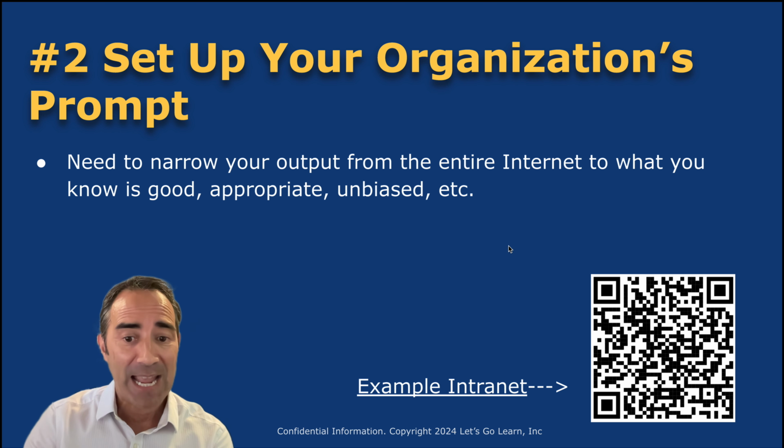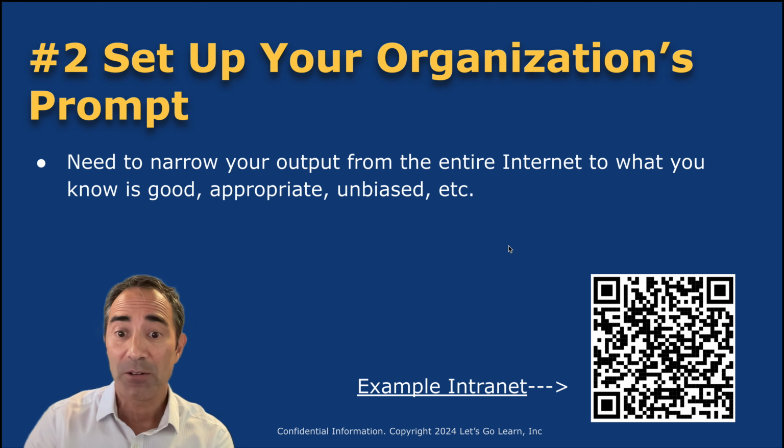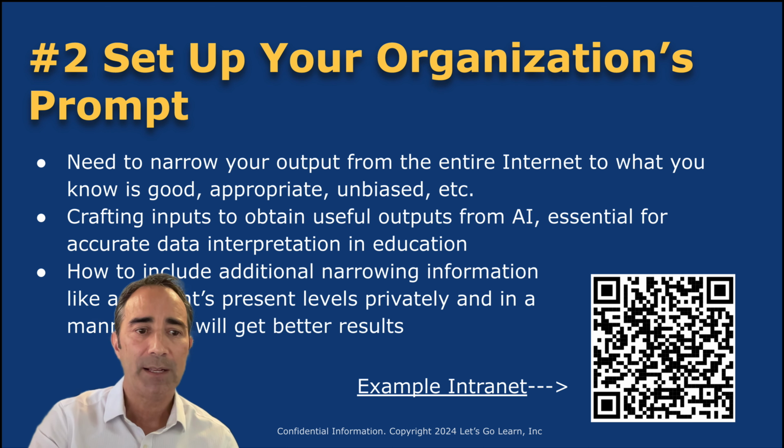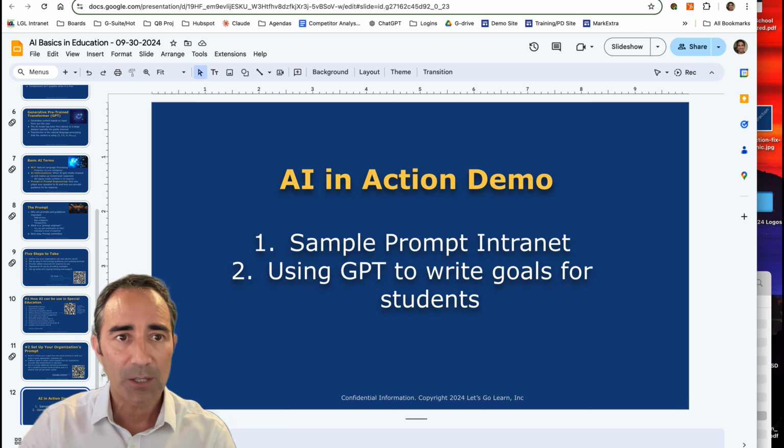I would create an AI prompt and guideline intranet that you use at your organization. I'm going to show this to you, but on it, you're going to start putting this kind of information. You're going to craft inputs and outputs for AI, essentially how to get accurate data interpretation. Include how to narrow information down and how to protect information. All of this is really important, and this is what's going to go on that intranet. I'm going to show it to you in a second. Okay, so right now I'm going to go to another page.